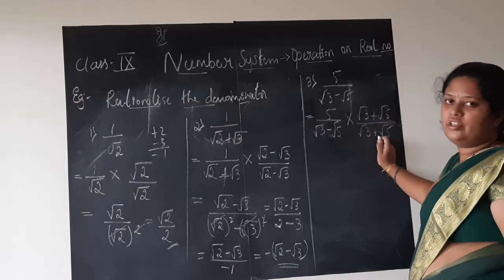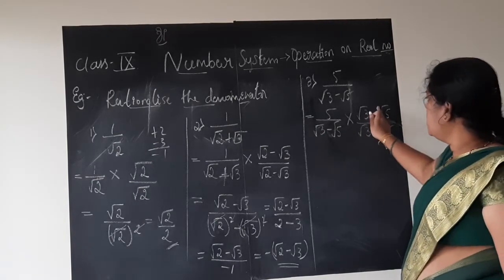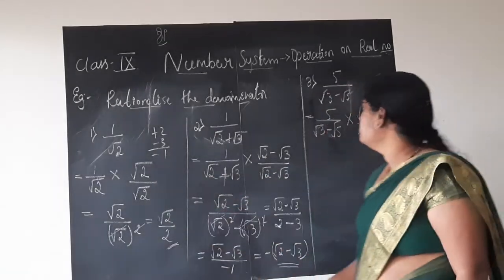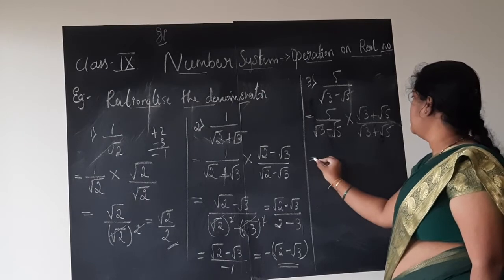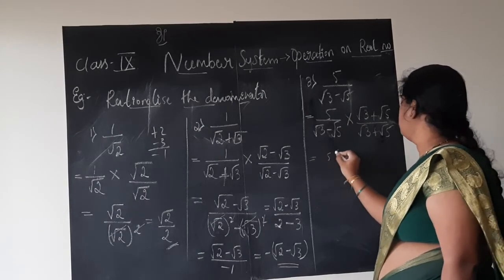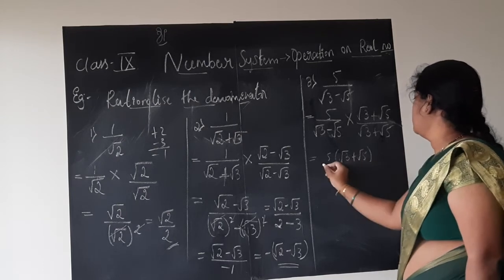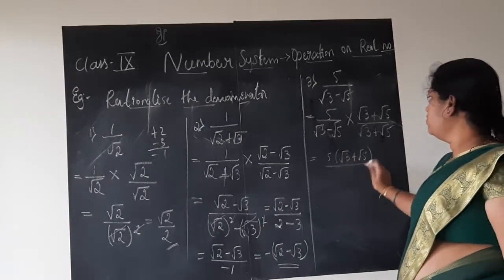It is not like only for the numerator. So, minus is there means write plus. If plus is there means write minus. Single term means no headache. Now multiply the numerator. 5 into root 3 plus root 5 is 5 into square root 3 plus square root 5. It cannot be simplified further. So we will write it as it is.